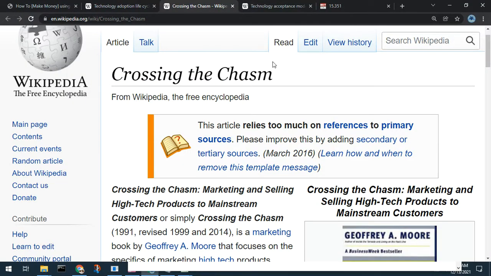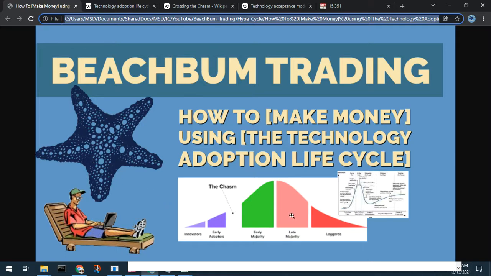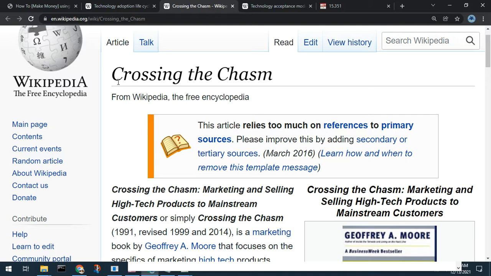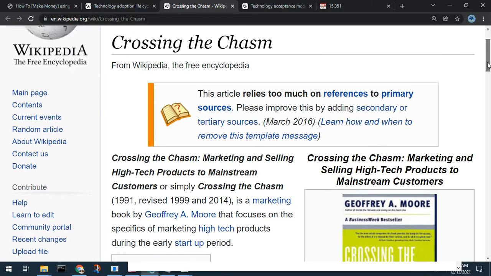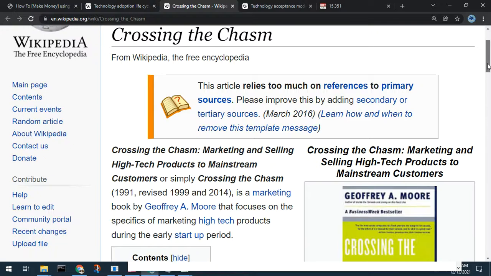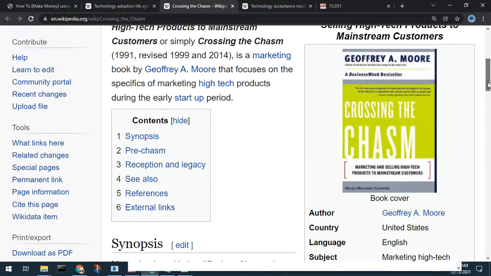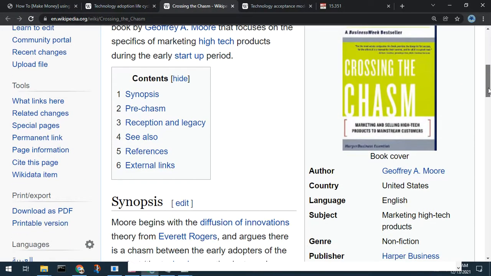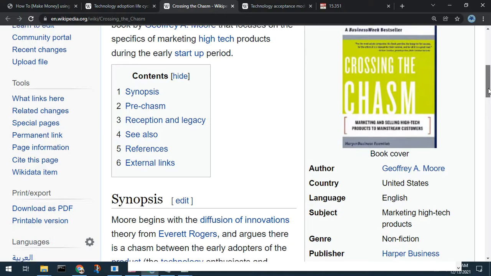Okay, since we've seen that there's this chasm in the product technology adoption life cycle, how do we evaluate whether a company is going to be able to cross that chasm? What does it mean to cross that chasm? Well, here's a Wikipedia article related to the book by Geoffrey Moore about crossing the chasm, and I will put the link to this Wikipedia article in the description box below.